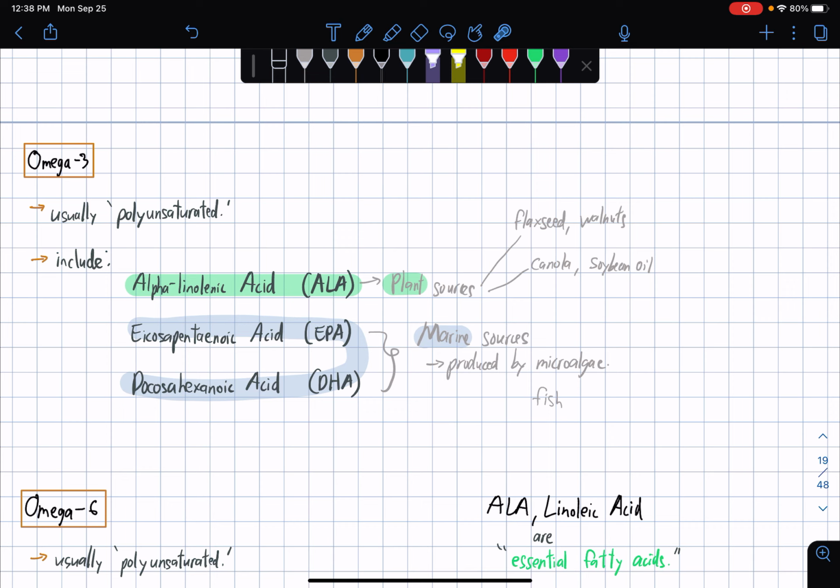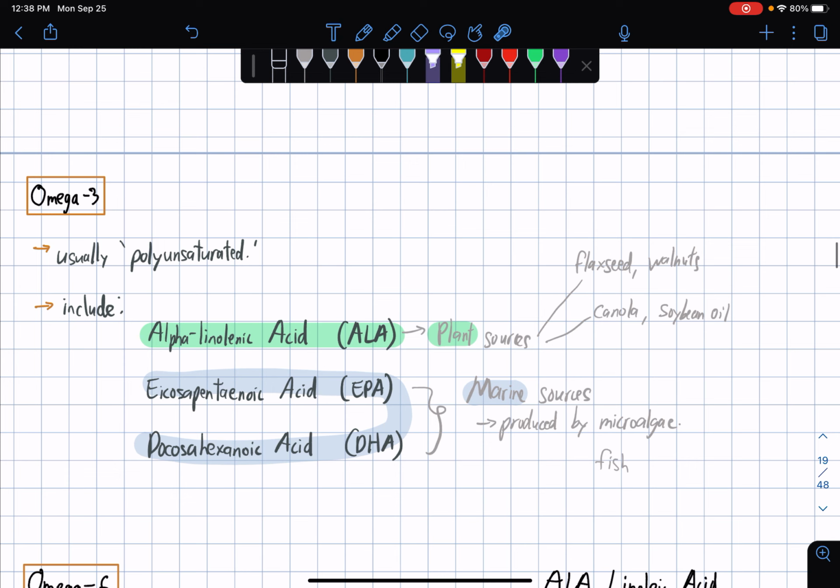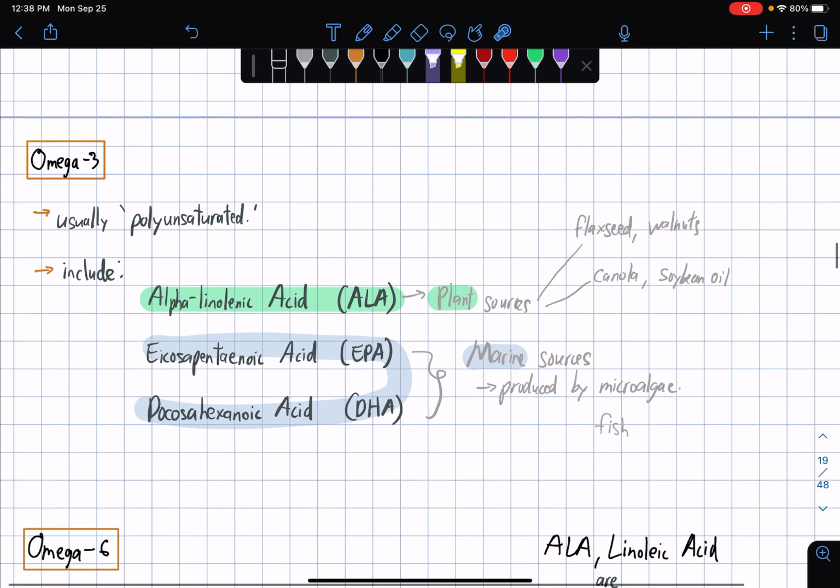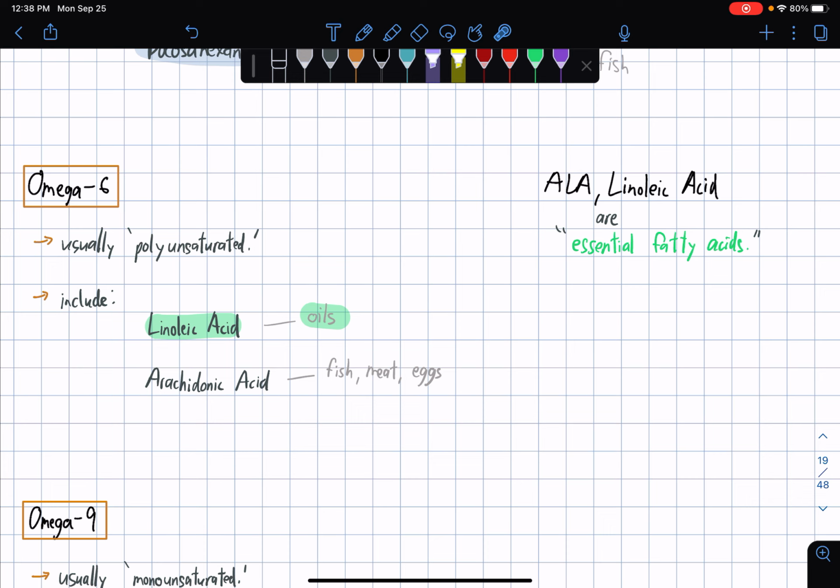These are marine sources. Not sure if this is called vitamin or mineral, but you get EPA and DHA from marine sources. These are produced by microalgae. So for omega-6, usually polyunsaturated, meaning consisting of two or more double bonds. They basically include linoleic acid and arachidonic acid. For linoleic, basically oils, and arachidonic is for fish, meat, and eggs.